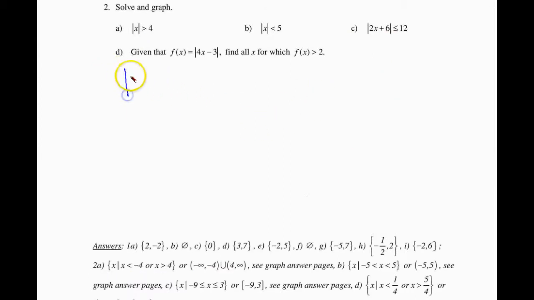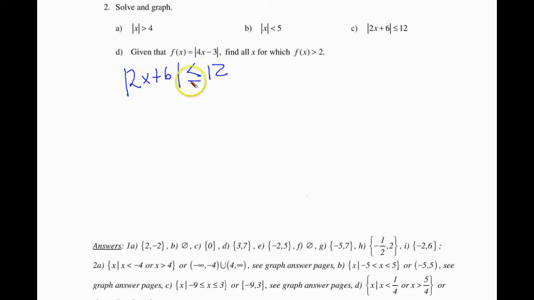And we have the absolute value of 2x plus 6 is less than or equal to 12. Now, let me ask you this. Looking at the inequality sign, would this be a disjunction or a conjunction? Well, it's like this one. We said this one was a conjunction. Greater than is a disjunction. So this is going to be a conjunction.